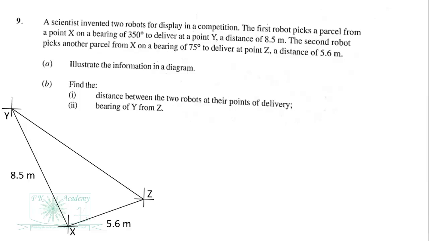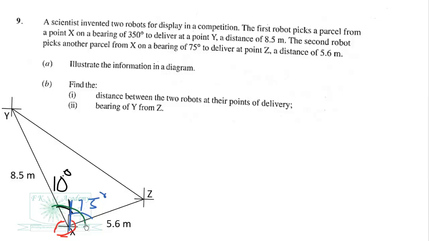So remember that this bearing here was 350. So the angle that is left over here will be 10 degrees. Then also the bearing here is 75. So the angle YXZ is 85 degrees. 10 plus 75 is 85 degrees.